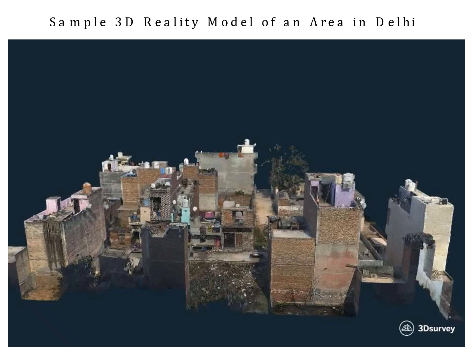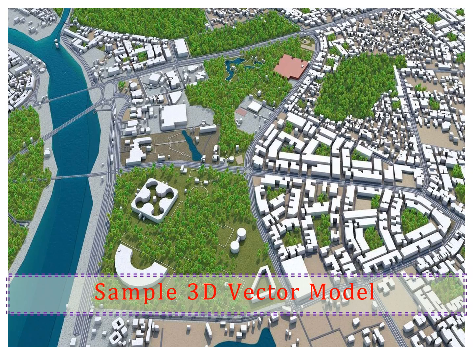Here's an example, a 3D reality model of a part of Delhi. This model shows buildings, roads, and terrain in 3D, like a digital dollhouse of the city. A 3D vector model is another way to show the world in 3D, using lines and shapes to represent things like buildings or roads. It's less like a photo and more like a clean digital drawing. These are great for engineers or planners who need clear, simple designs.